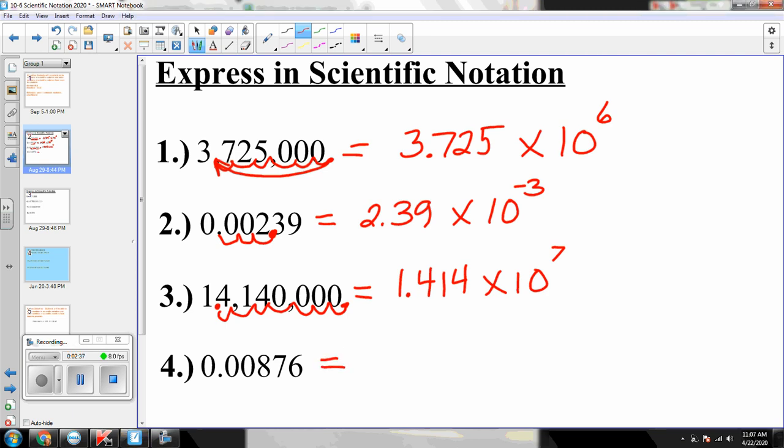Okay, looking at number 4, I need to place my decimal point so I have a number 1 or higher but less than 10. So I'm going to place it after the 8. That will give me an 8.76 times 10. My decimal point's here. I moved 1, 2, 3. But it's not going to be a positive 3. It's going to be a negative 3 because I started with a small decimal less than one whole.